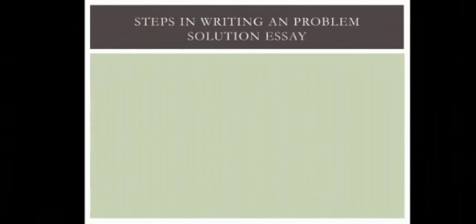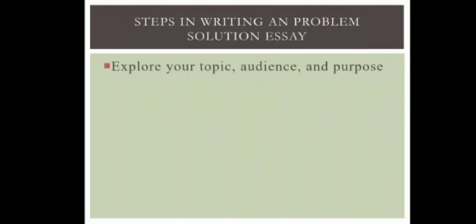For the next are steps in writing a problem solution essay. For the first, explore your topic, audience, and purpose. It begins by doing some research on your topic. Take note of facts, figures, quotations, and the source of your information. With print or internet materials, include the title of the article, the author, and the place where the article was found. And then decide on the audience for your paper, the person or people most concerned about the problem.